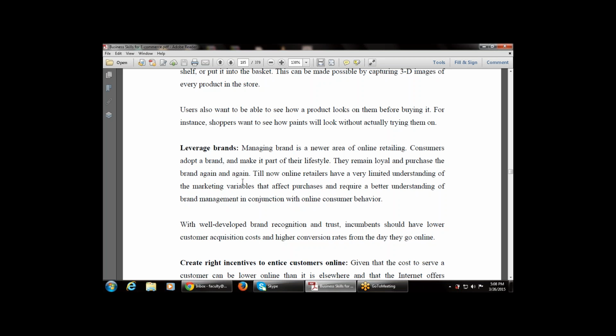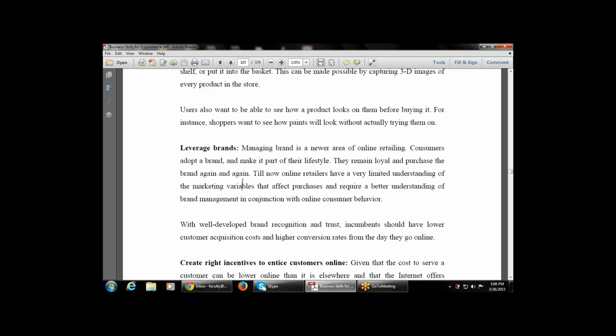So if I choose one brand and I am satisfied with that brand, I try the same brand again and again. So customers remain loyal and purchase the same brand again and again. Till now, online retailers have a limited understanding of the marketing variables that affect purchases and require a better understanding of brand management.